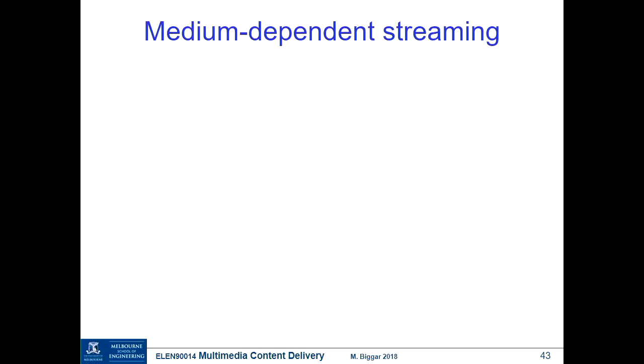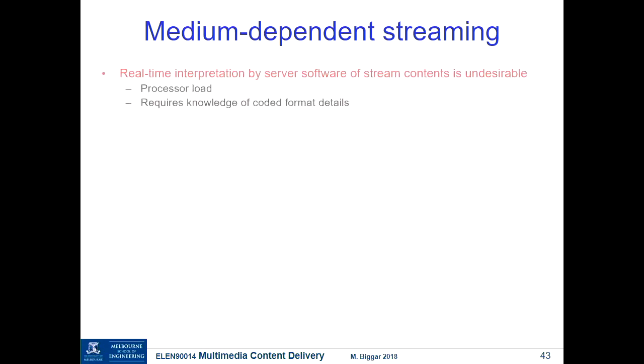So the bottom line, though, is that to achieve what RTP provides, so greater robustness and reliability, we have had to make the streaming medium dependent. The server has to know about the contents of the packets, and that means there's an increased load on the server. The processor has to look inside the content, find out what the media format is, and where the boundaries of macro blocks are, and where the start codes are, all that sort of stuff.